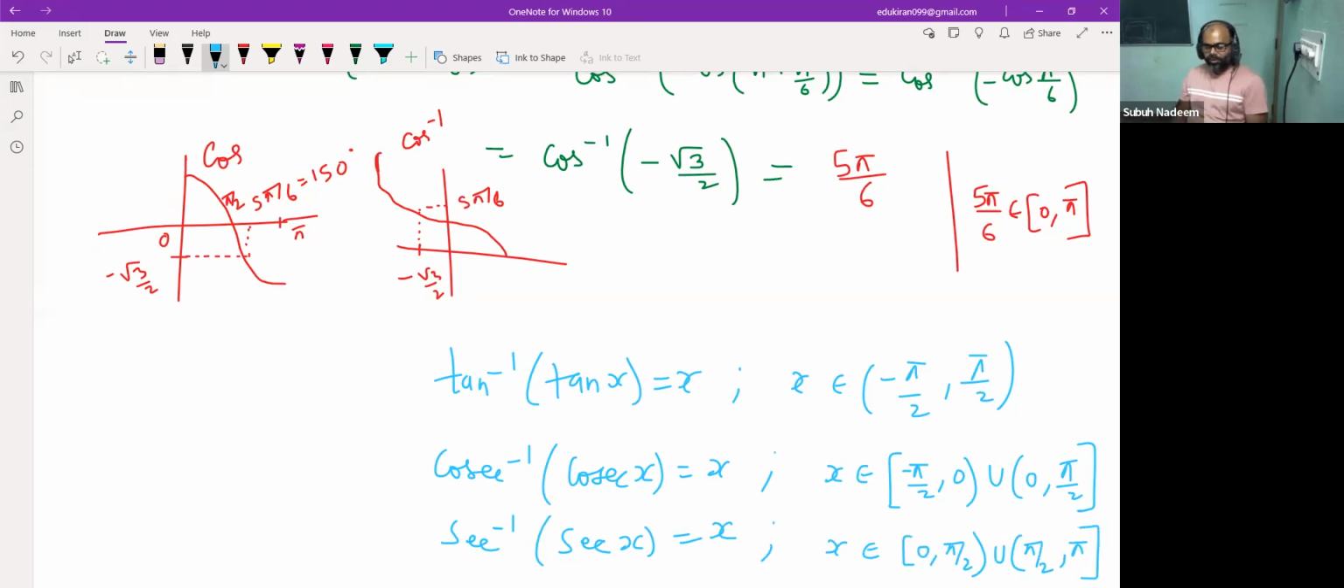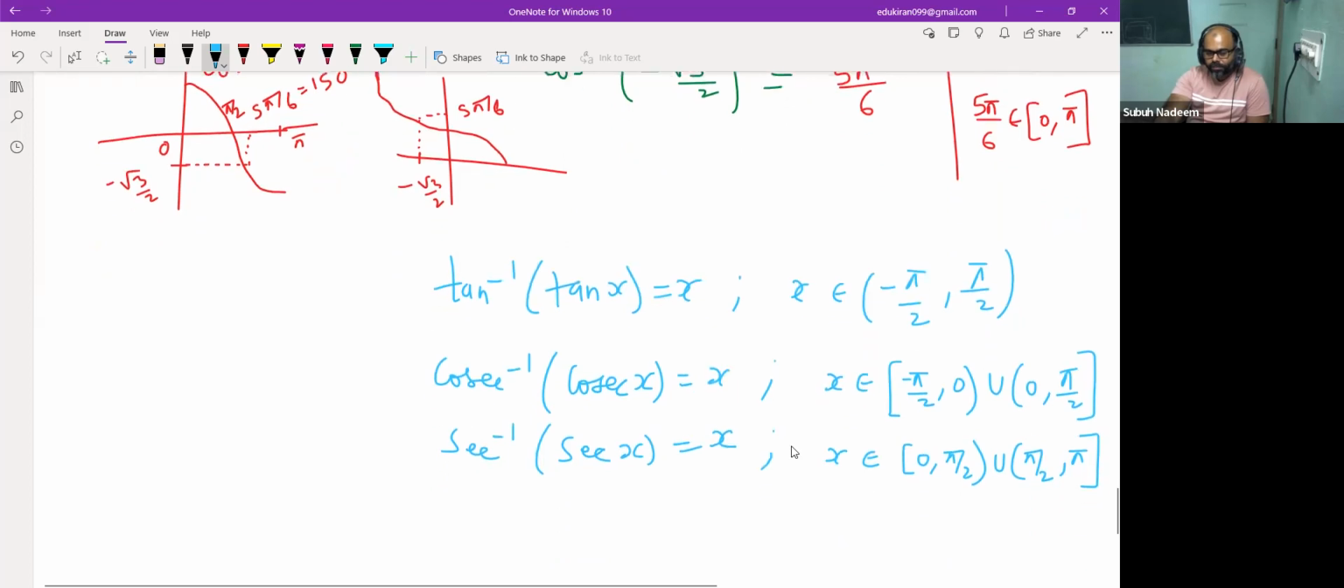Then one is cot inverse. So what would it be? Cot inverse of cot x equal to x, belonging to 0 comma pi, open interval.